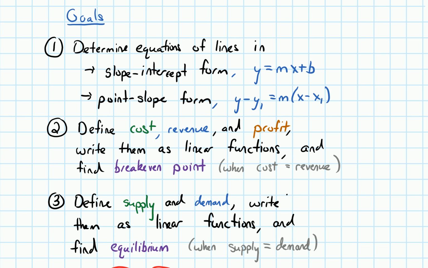So at this point, we have conquered learning goal 1. We've done a review of lines and talked about how to put a line in slope-intercept form and how to put a line in point-slope form.